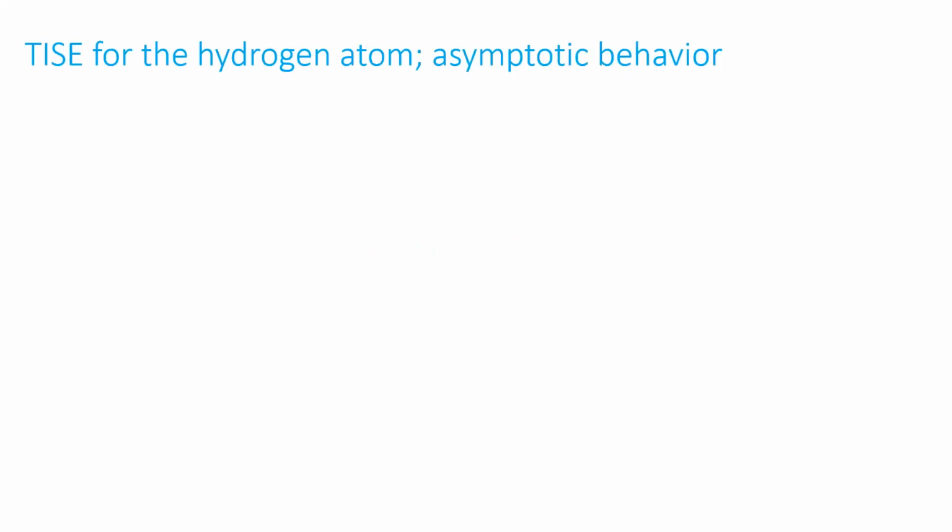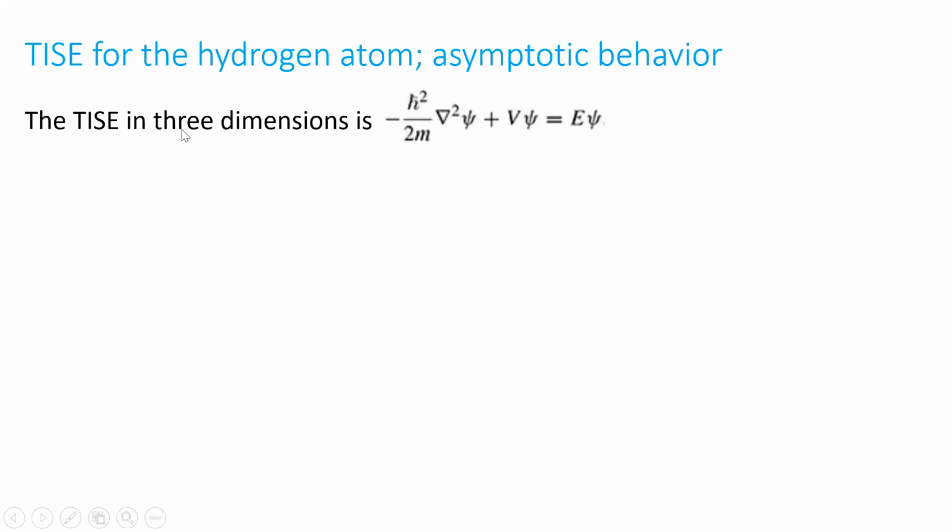Okay, so the TISE, the time-independent Schrödinger equation for the hydrogen atom, we'll do some rearrangement of it and start to look at the asymptotic behavior at large r and small r, to start trying to solve it. So recall that the TISE in 3 dimensions is this, which looks like the TISE in 1 dimension, except that we have del squared instead of d dx squared. So that's the Laplacian there.